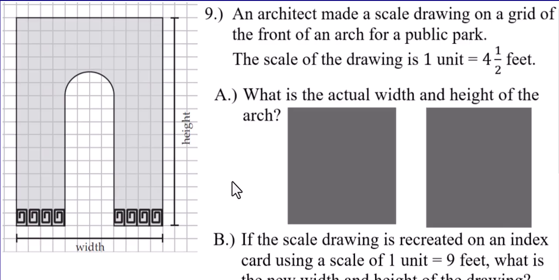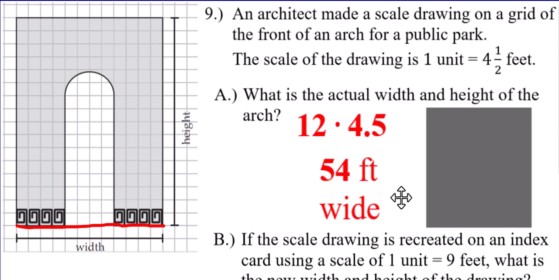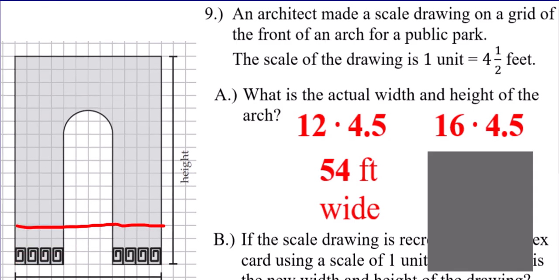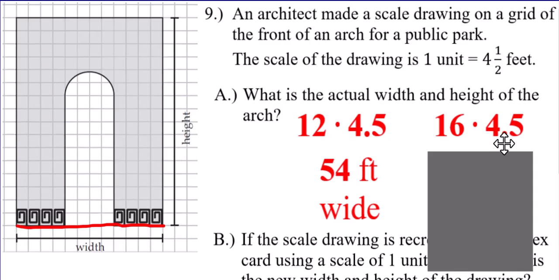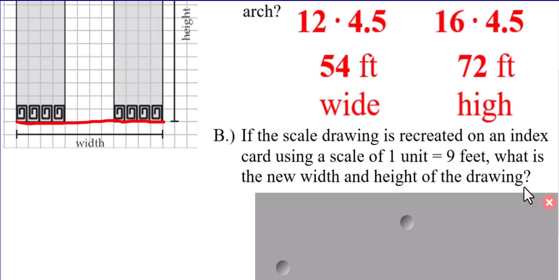Okay, did you already do number 9 and number 10? Let's see how you did. Part A, actual width and actual height. The width is 1, 2, 3, 4, 5, 6, 7, 8, 9, 10, 11, 12 units wide. Did you take 12 times the number in the scale, 4.5? That's going to give you a width of 54 feet. For the height, it was 16. If you count, you'll get what I got. 16 units tall. 16 times 4.5 is 72 feet high.